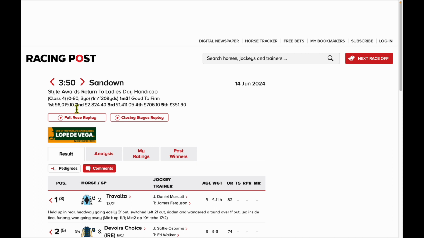So what we've got here, we've got a 0 to 80 for 3-year-olds. Now a 0 to 80 is 4.4 seconds allowed per mile. And 3-year-olds at this time of year, 0.7. So add those numbers together, gives us 5.1. Divide this by 8, which is to convert it into furlongs, and then multiply it by 10, which is today's distance. And that gives you a number of 6.375.